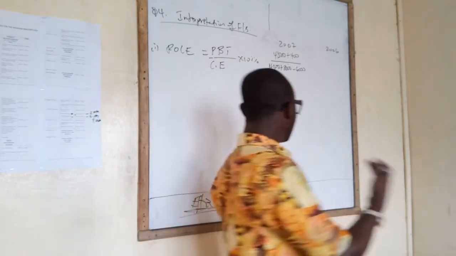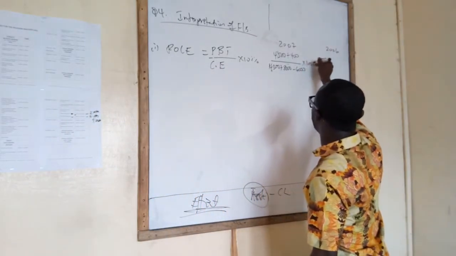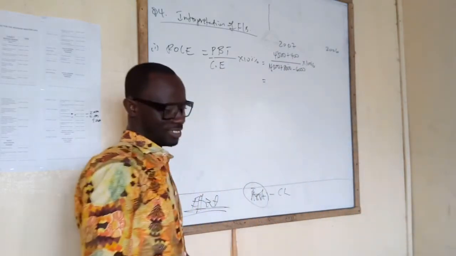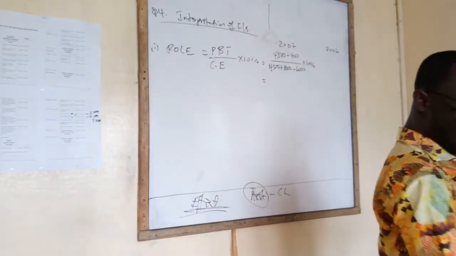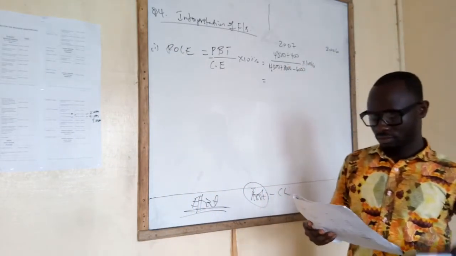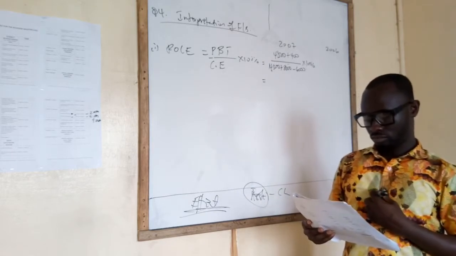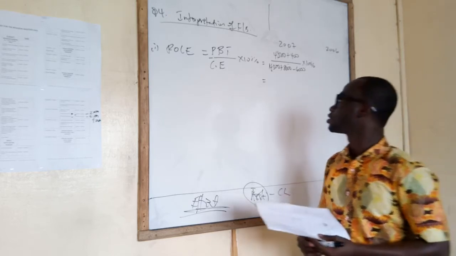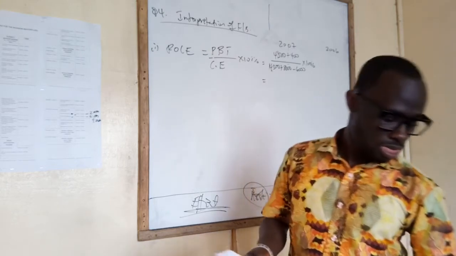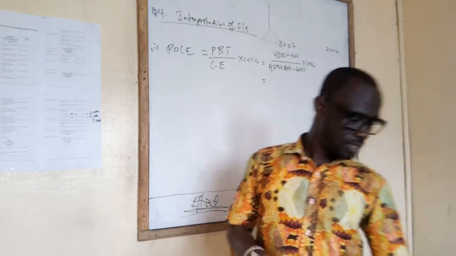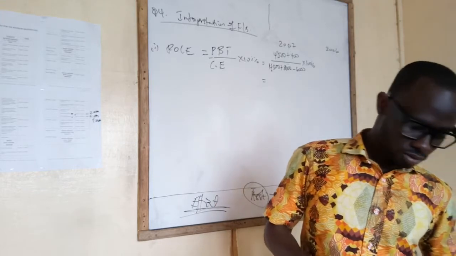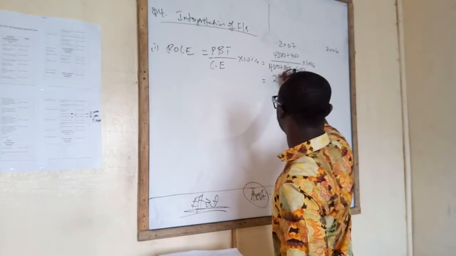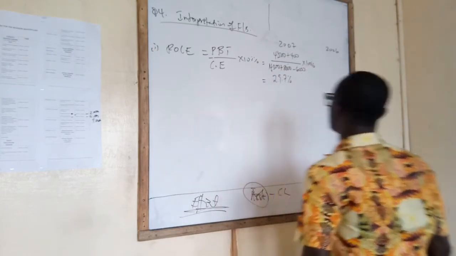That's the principle. So times 100. What do we have? 29.7%. That's for 2006.